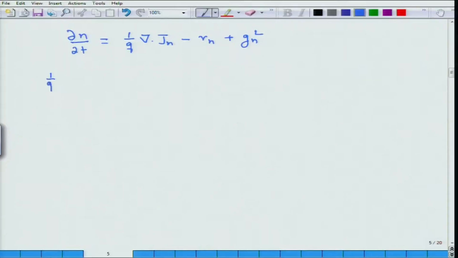So, 1 over q, gradient of the electric... the current density due to electrons is going to be 1 over q, and since the problem has been simplified to one dimension, I can only worry about del over del x and expand j of n. This is going to be mu of n, electric field plus q diffusion coefficient for electrons times del n del x.